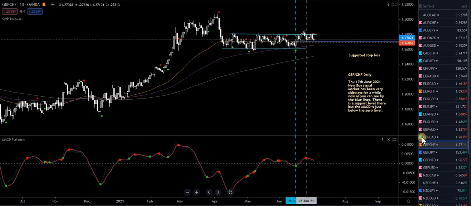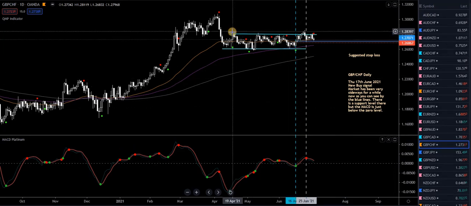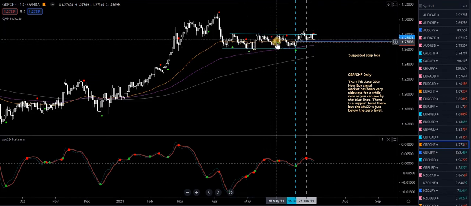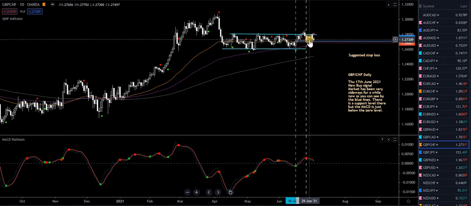Pound Swiss, highlighted in yellow. All right. So we took a buy in here. This thing's been in the range. Have a look at this. You know, like bounced around this between the blue lines. Popped up. Thought we'd break through. It didn't last long. One day and it closed below. Then popped back up again.